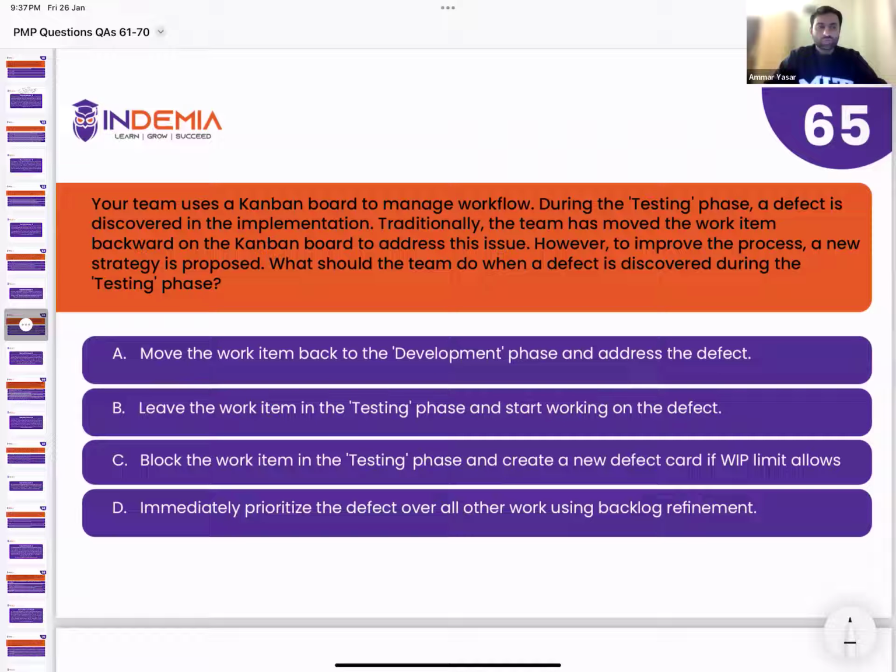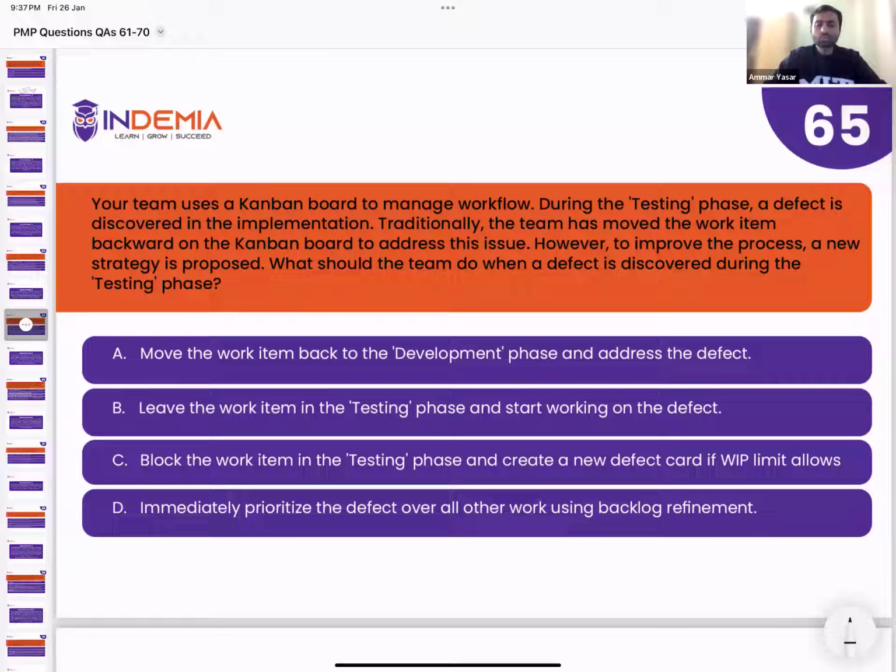That's correct. So the strategy for eliminating A is correct because it is clearly in contradiction with the statement. So you can eliminate it, and you have eliminated D as well. There is no such information in the question that tells you to prioritize the defect. And you have chosen option B because leave the work item in the testing phase and start working on the defect. See, this is what I'm explaining. Any additional defect is the kind of work that you need to do to resolve that.